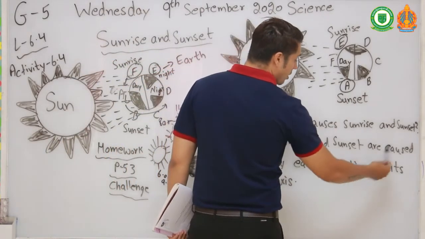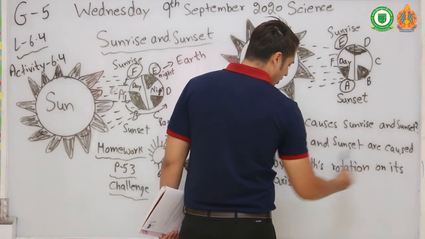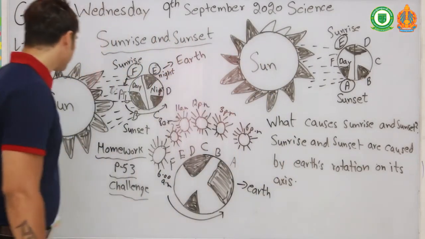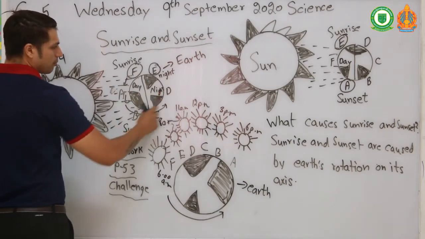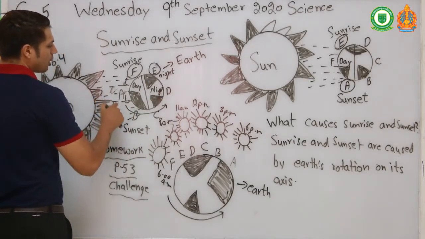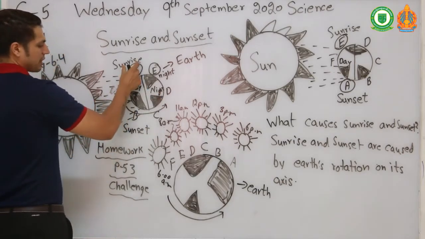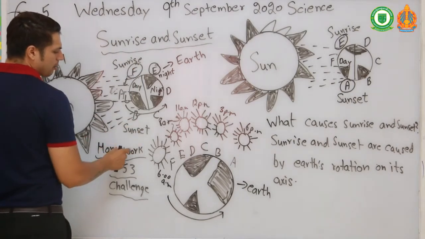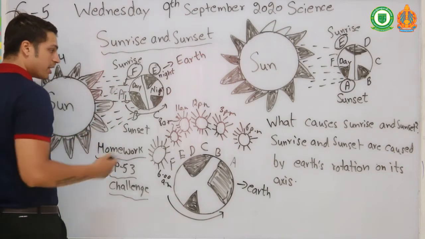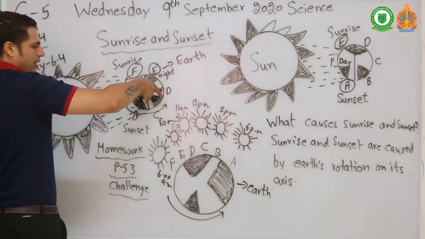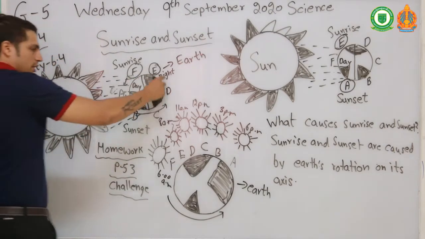Sunrise and sunset are caused by Earth's rotation on its axis. As you can see, the sun is here, and this is the Earth. Point F is facing sunrise and point B is facing sunset. And point A is having midday. And the Earth is spinning from this side toward this side.